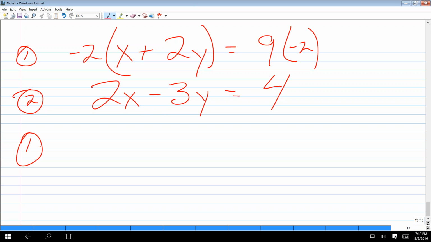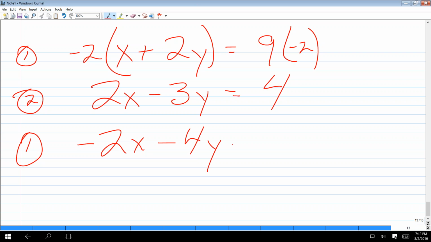Okay, now my new equation 1 is minus 2x. What's the rest of it? Plus y. What's minus 2 times plus 2y? Just y? No, we're multiplying. Then it would be minus 4y.